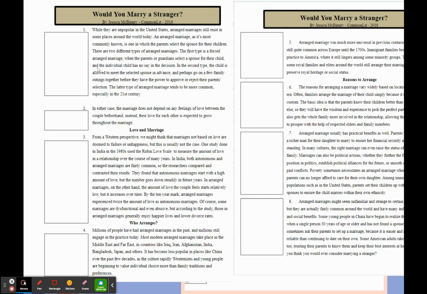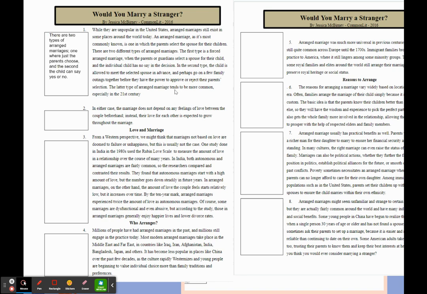The first is a forced arranged marriage, when the parents or guardians select a spouse for their child, and the individual child has no say in the decision. In the second type, the child is allowed to meet the selected spouse in advance, and perhaps go on a few family outings together before they have the power to approve or reject the parent's selection. The latter type of arranged marriage tends to be more common, especially in the 21st century.